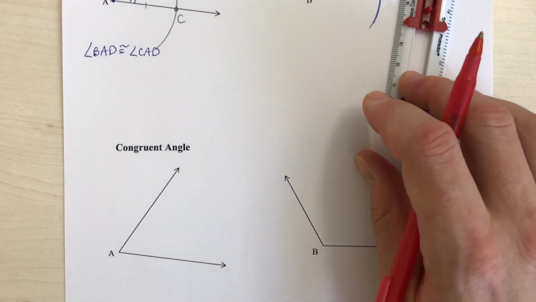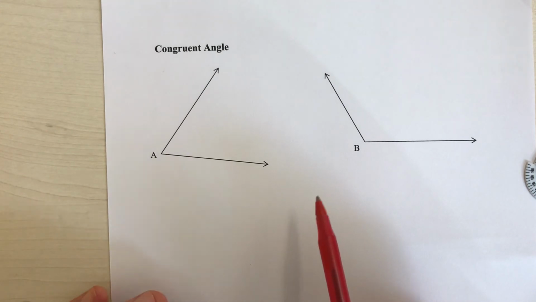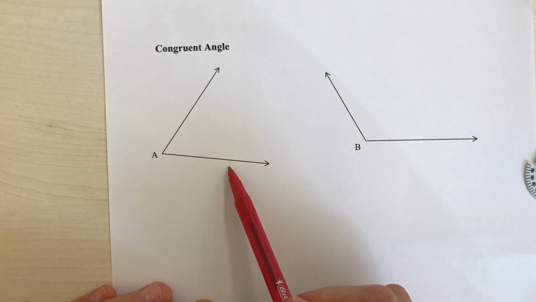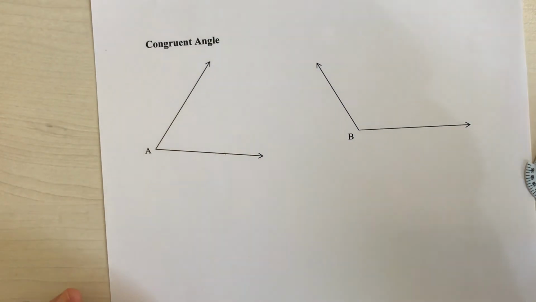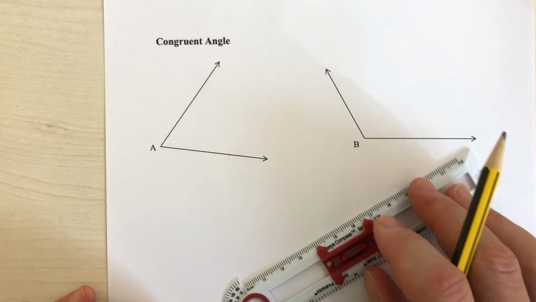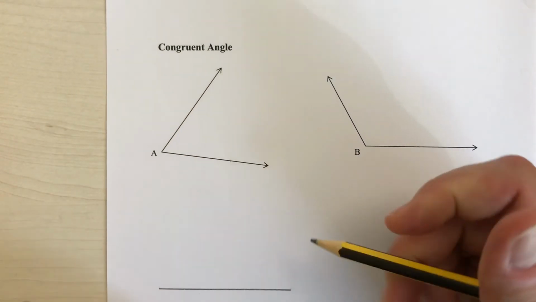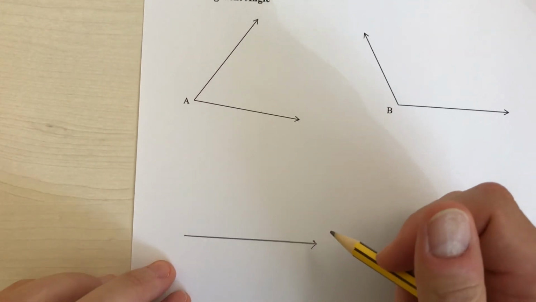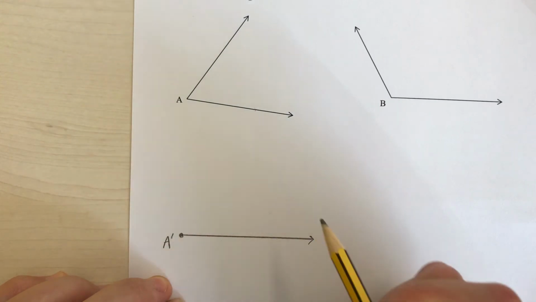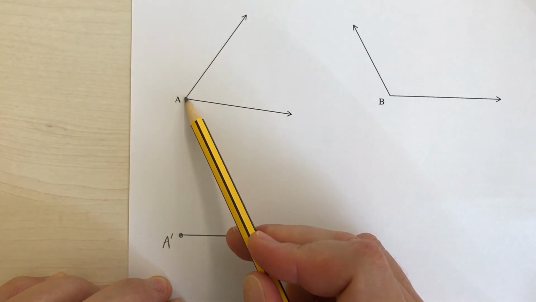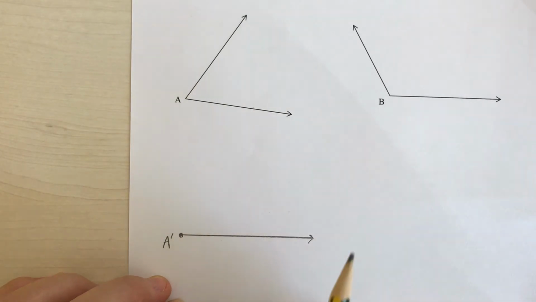Okay, let's do one more here on this video. Let's do a congruent angle. So now let's copy an angle. So let's take angle A, and whatever that measure is, we want to draw the same angle down here. To start this, I am going to just draw a ray. Now that endpoint, let's call that A prime. Okay, because I'm going to start, here's the vertex for A. I want to copy that, so I'm going to put the vertex here, call that A prime.